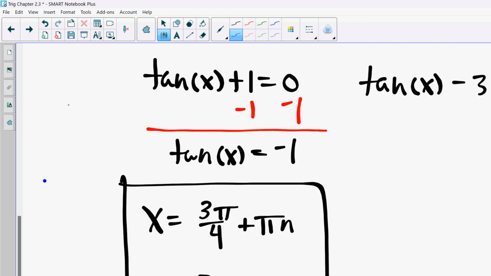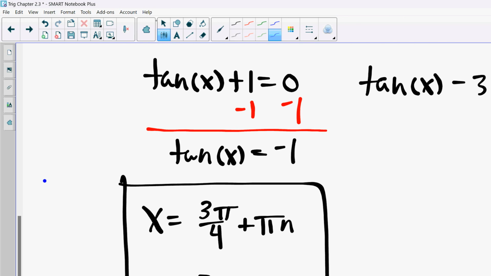Now we could have used arctangent, tangent inverse of negative 1, and tangent inverse of negative 1 is actually not going to give us 3 pi over 4 or 7 pi over 4. It'd give us negative pi over 4, but it's still the same thing as 7 pi over 4.